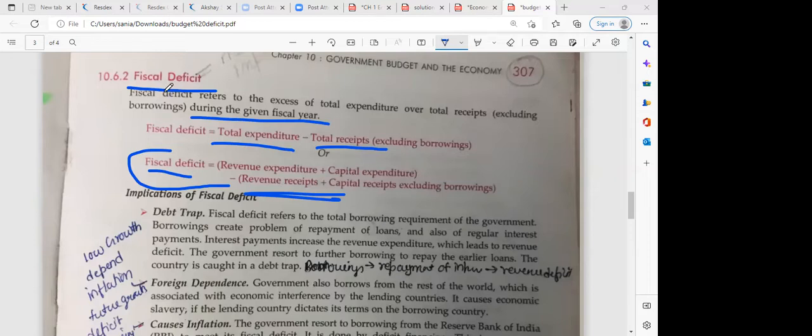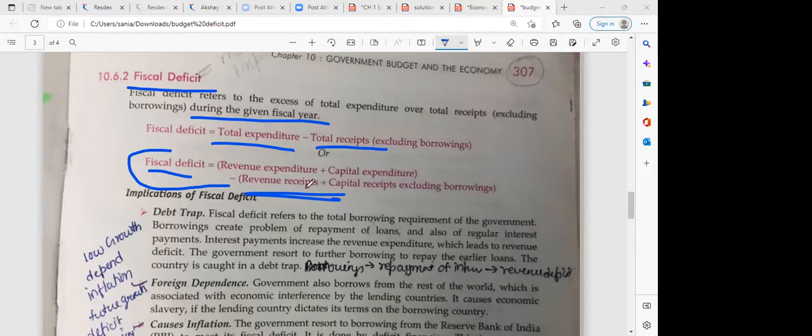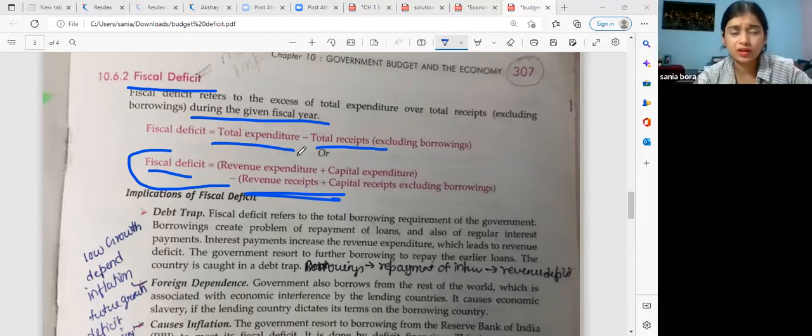Okay, so I hope you have written this. Fiscal deficit definition: the difference between total expenditure and total receipts, excluding borrowing during the given fiscal year, is known as fiscal deficit. Okay, and then this new formula. It's nothing new, it is basically the expanded form. In case you don't get total expenditure directly, they'll give you revenue expenditure and capital expenditure separately, and you have to sum them up.